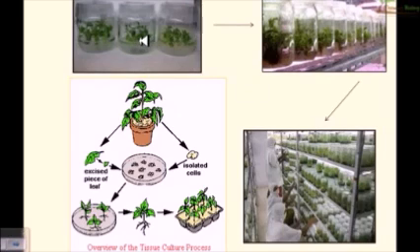As you can see here, the plant is growing. These are also the large jars, and this is the plant tissue culture lab where workers are working all the time. So this is all about tissue culture.